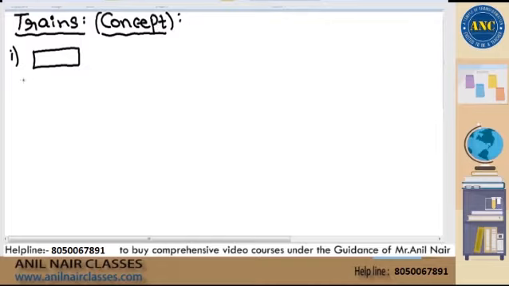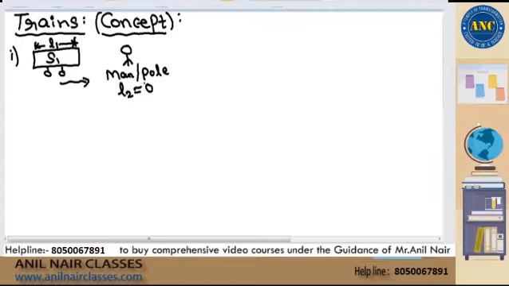Now see here. Suppose there is a train. A train is moving in this direction with a speed of S1. The length of the train is L1. There is a man who is standing on the platform. There is a man or a pole. The length of the man is negligible. Very negligible. I'll approximately take it as 0.